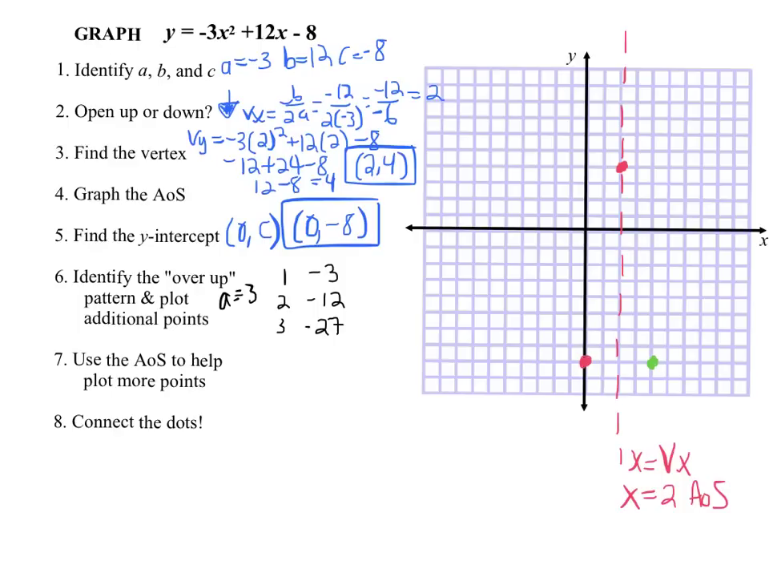So starting at the vertex, we'll go over 1, down 1, 2, 3, and there's a point that will also be on here. Because of the axis of symmetry, I also know that this will be a point on my parabola. Over 2, down 1, 2, 3, 4, 5, 6, 7, 8, 9, 10, 11, 12 puts me right at my y-intercept, which is a point that's already there. The last thing that we're going to do is connect the dots in a nice curve here and make sure we put our arrows at the end of our parabola. And there you have it.